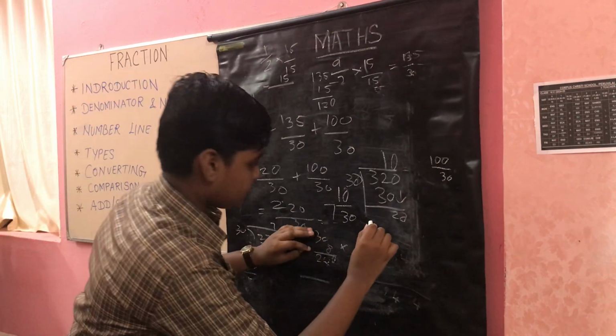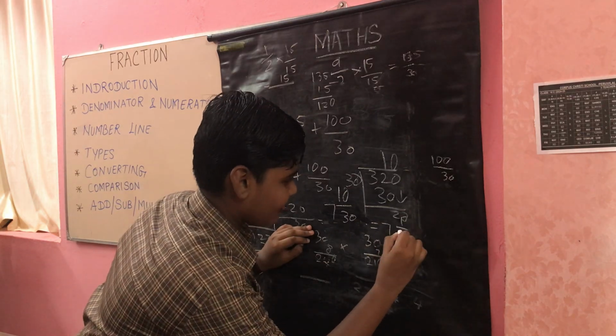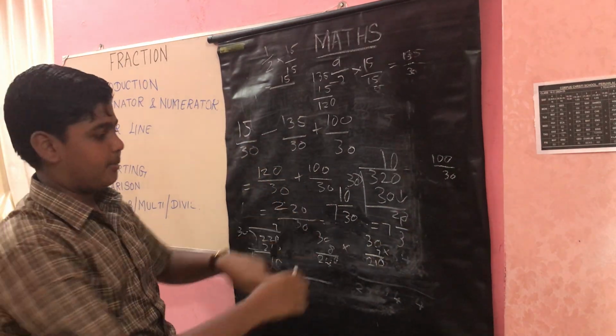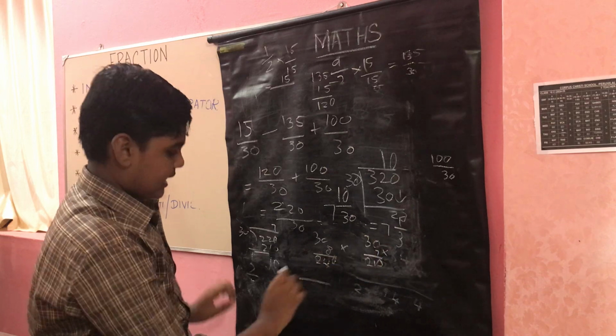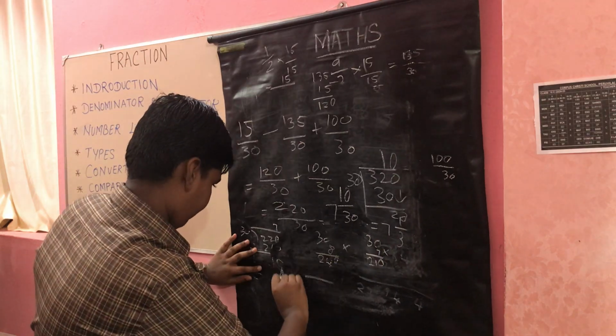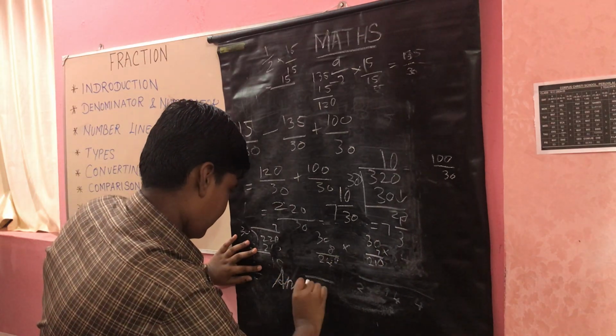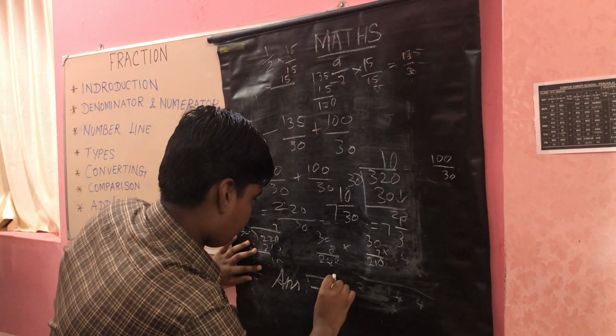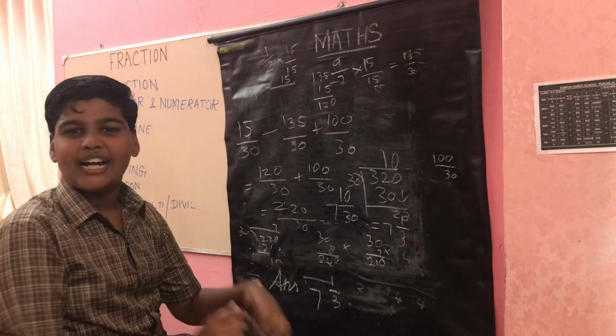If you want, you can even simplify this. Can I show how? Because this goes in the 10 table, 1 and 3. So the answer is right here, 7, 1 by 3. Understood, friends?